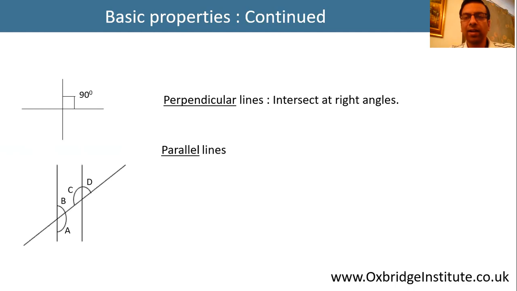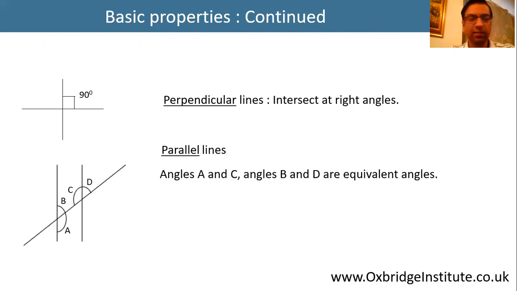Also, let's look at parallel lines. So in this image, we have two parallel lines which are being intersected by a common line. There are a number of angles which are formed. In the image, we have angle A, B, C, and D. Let's understand a little bit about the relationship between these angles. Angle A and angle C and angle B and angle D are called equivalent angles. What this means is they will be equal in value. If you look at the image, you can kind of observe this. Angle A and angle C look equal and angle B and angle D look equal.